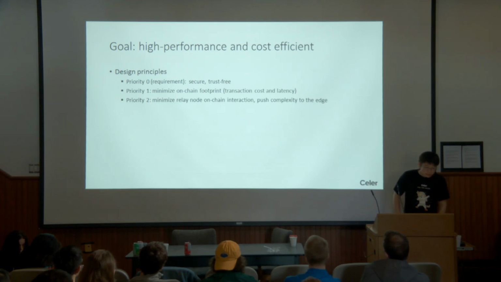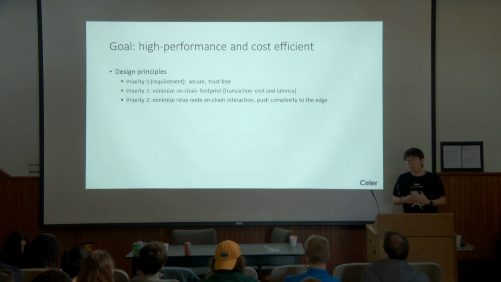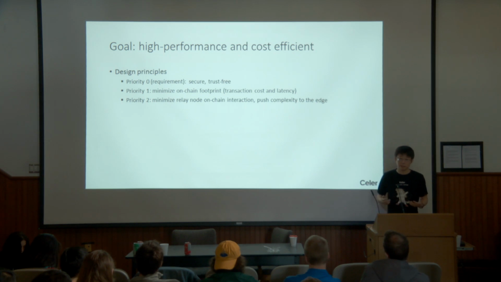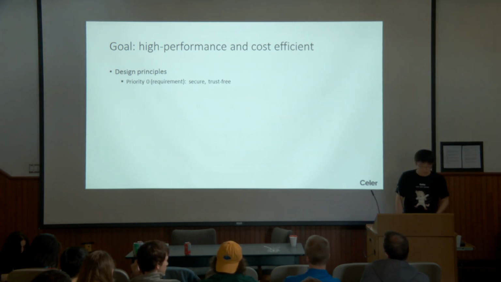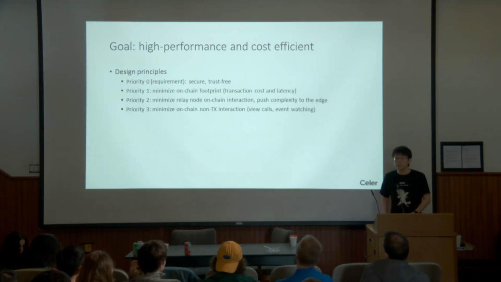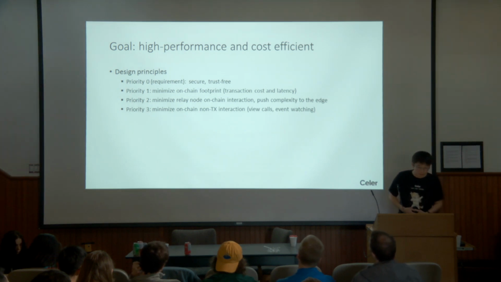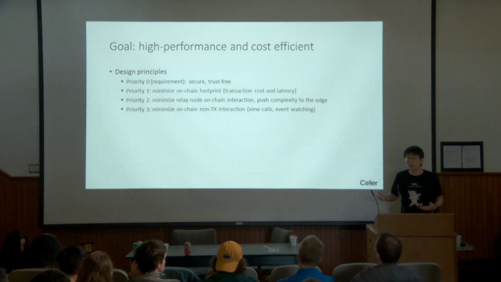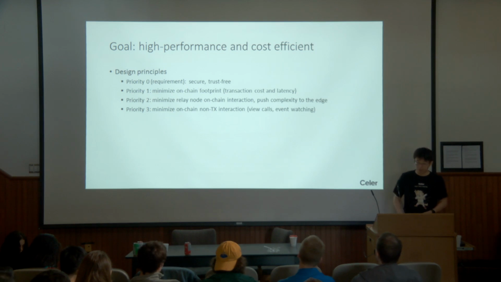Priority number 2, from our perspective, is to minimize the relay node on-chain interaction. We want to push the complexity to the edge because that's the best way we can really scale out the systems. Priority 3 is to minimize on-chain non-transaction interaction, like view calls and event watching. Though these do not incur real gas costs, if you're running a large-scale high-performance system, each of these on-chain views, like event watching, is still much more expensive than your pure off-chain communication.